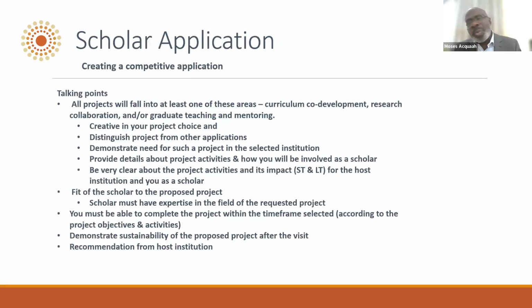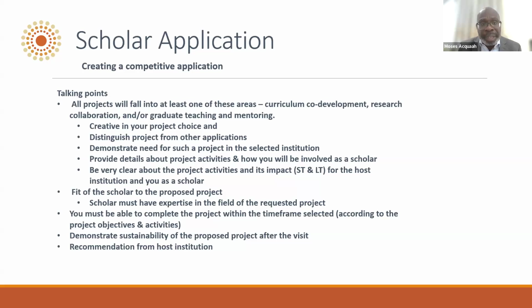Now, what are some of the suggestions I will give you in writing a competitive proposal? As you can see, all the proposals fit into three areas: curriculum co-development, research collaboration, and or graduate teaching and mentoring. And as Professor Eustace said, you can decide to focus on only one area, 2 areas, or all the 3, depending on whether you'll be able to do it within the time frame or not. But it is up to you to decide what you want to do.